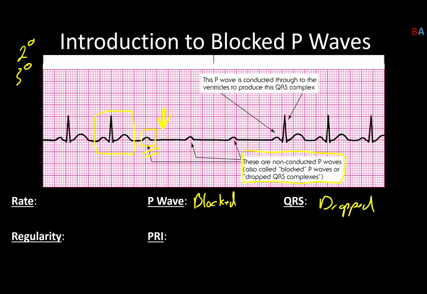And so you can see in this one you actually have 3 blocked P waves in a row, which causes 3 QRSs to be dropped. And we kind of use that language interchangeably when we're talking about these things. And for those who are curious, this one here is a second degree AVB Type II. And the reason this one is a Type II is because the PRI is the same every single time. You just have a series of beats that fell through.